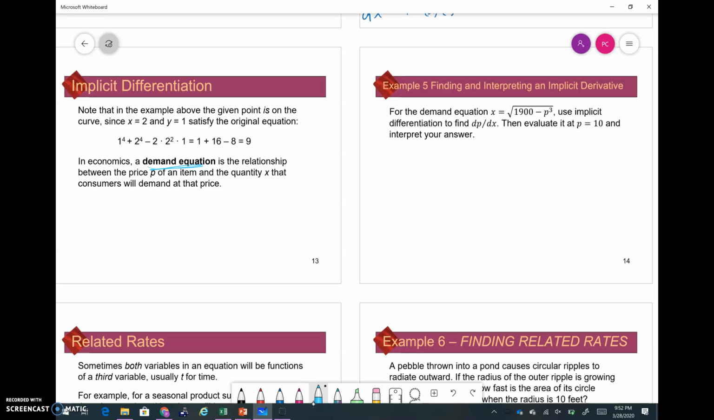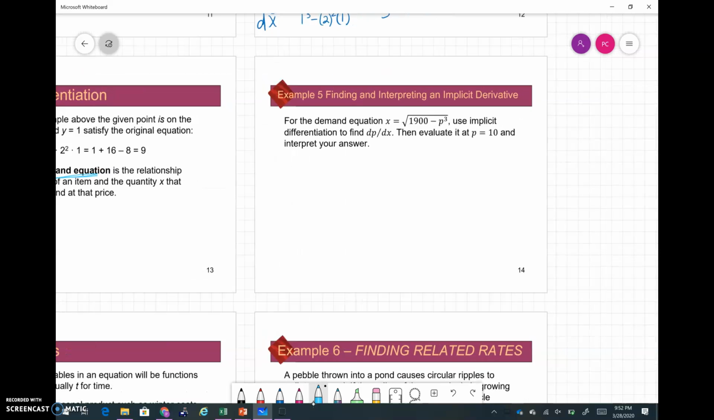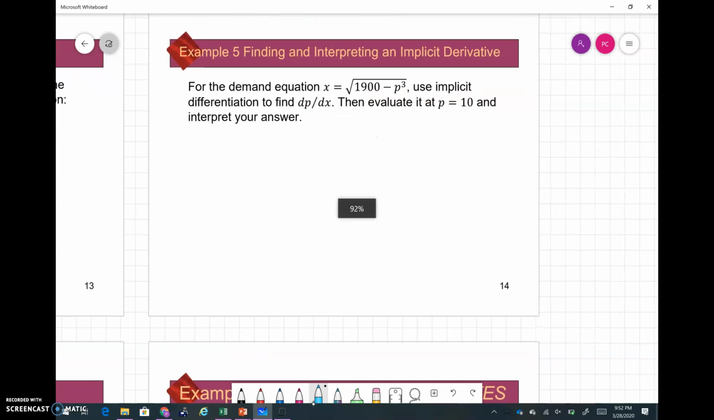So let's look at example 5. For the demand equation, x equals the square root of 1900 minus p cubed, we want to use implicit differentiation to find the derivative dp over dx, then evaluate it at p equal to 10 to interpret our answer.